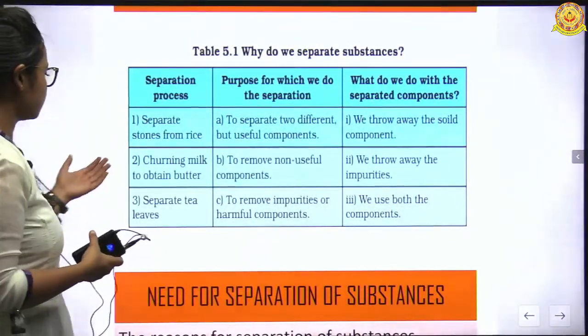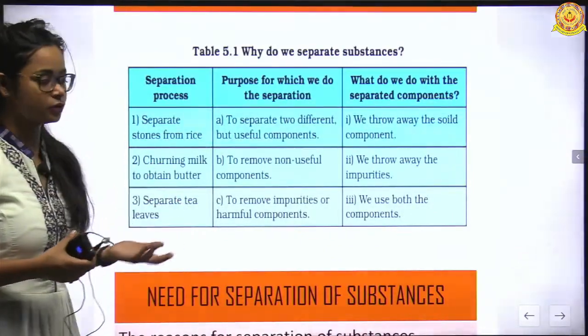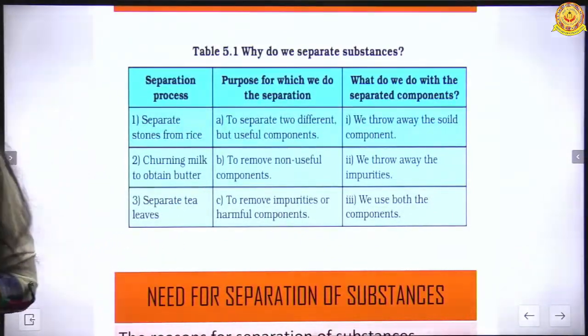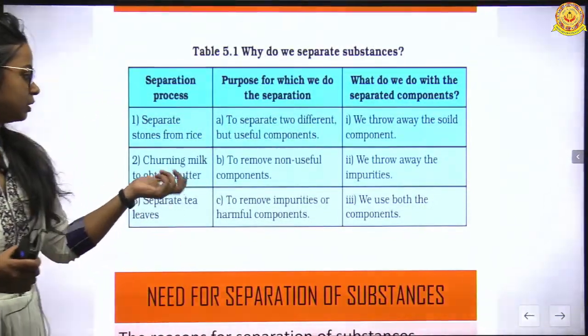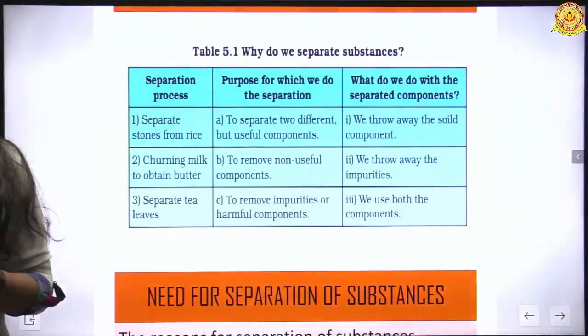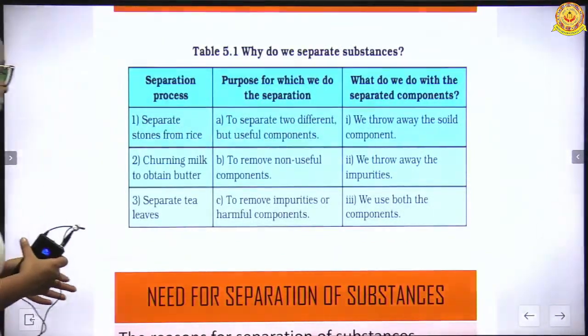Second is churning milk to obtain butter. How will you get butter from milk? What is the purpose? To remove non-useful components from the mixture, and we throw away the impurities which are there in the butter. What we do, we just remove them. We take out the impurities from that component.